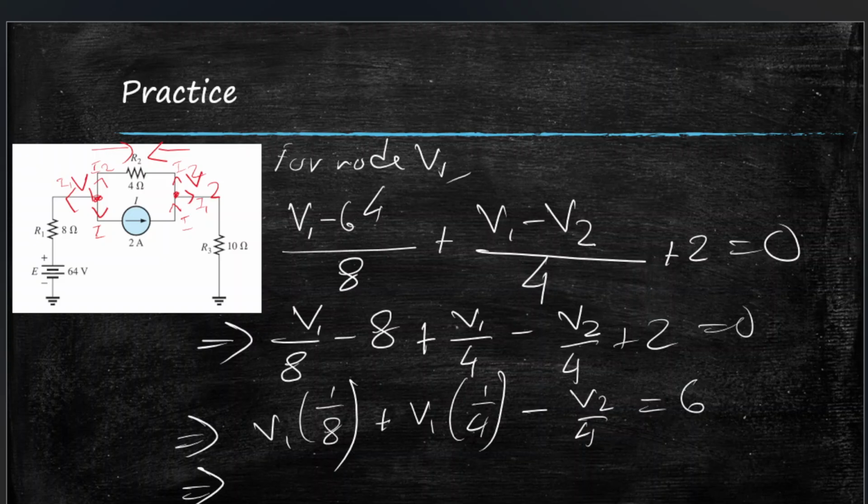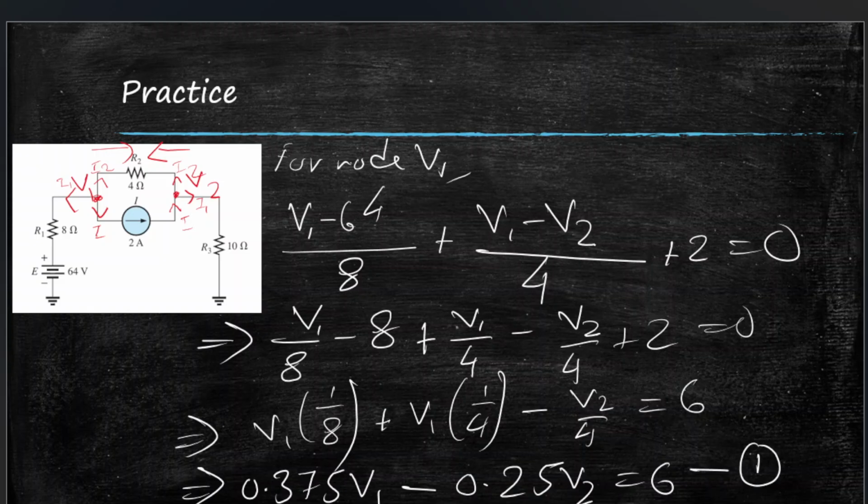Now we add the V1s up, so 1/8 plus 1/4. We have V1 times 3/8. I can just use the decimals. So we have 0.375 V1 minus 0.25 V2 equal to 6. Okay, so that's our first equation for node 1.